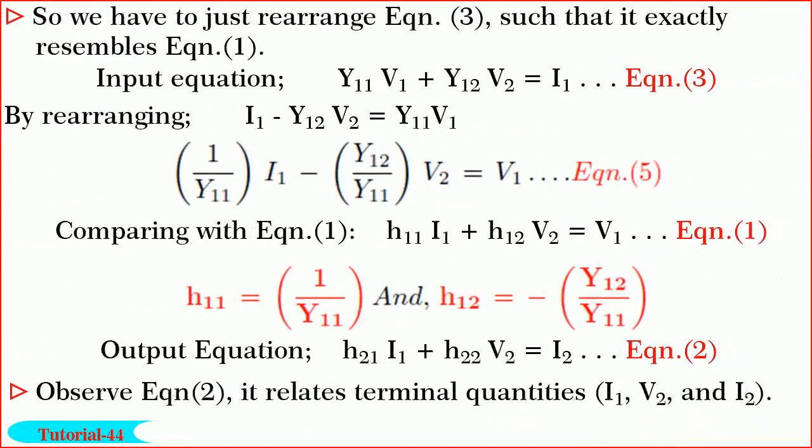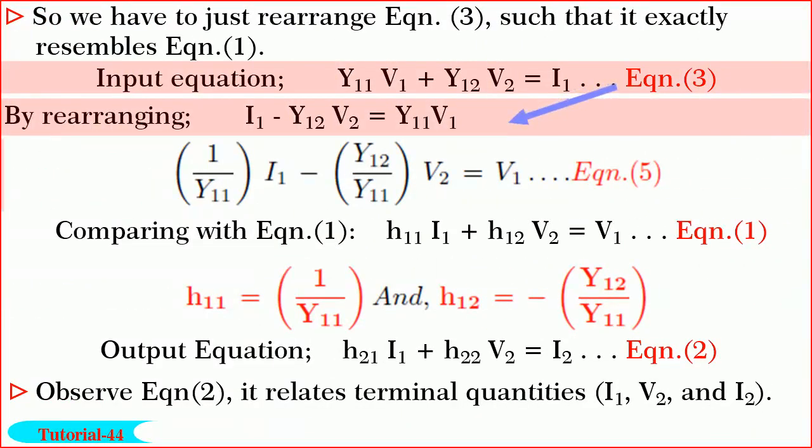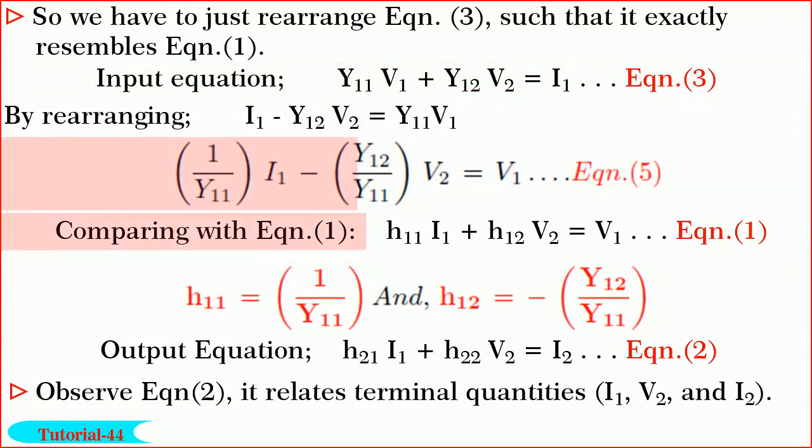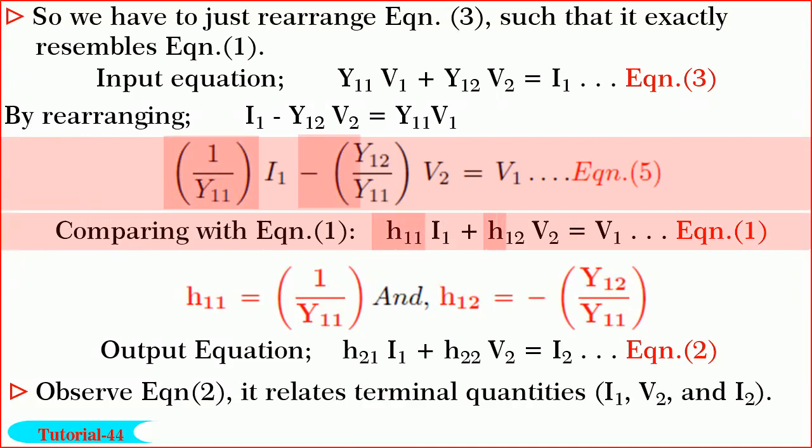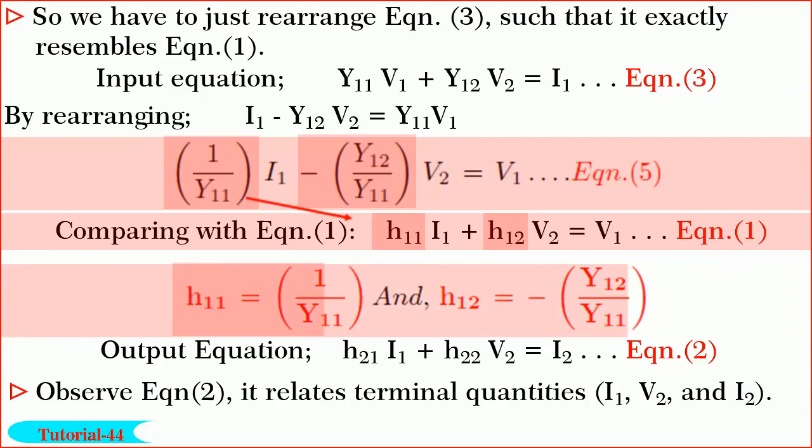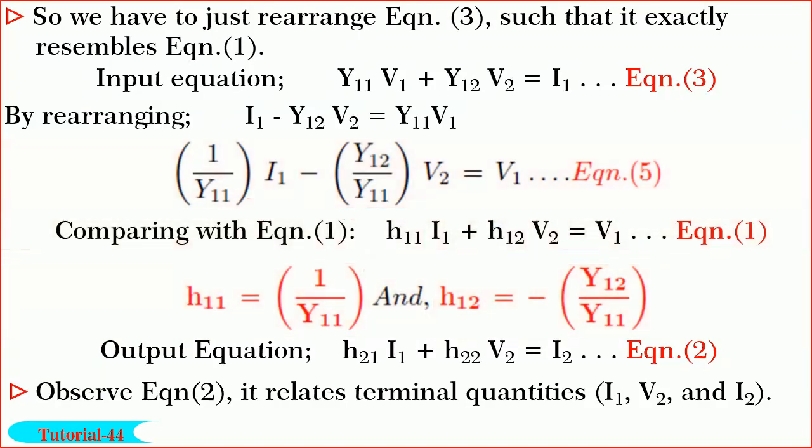By rearranging equation 3, we get 1 upon Y11 into I1 minus Y12 divided by Y11 into V2 is equal to V1. Let it be equation 5. Comparing the coefficients of I1 and V2 of both equations, we get H11 is equal to 1 upon Y11 and H12 is equal to minus Y12 divided by Y11.